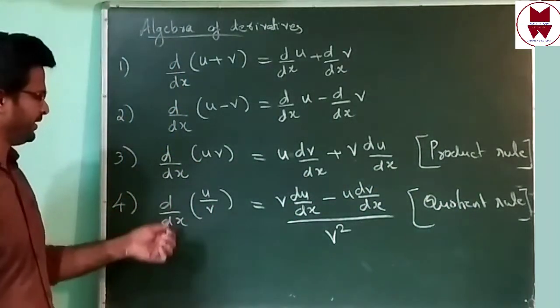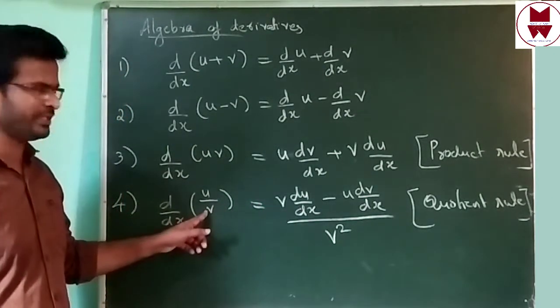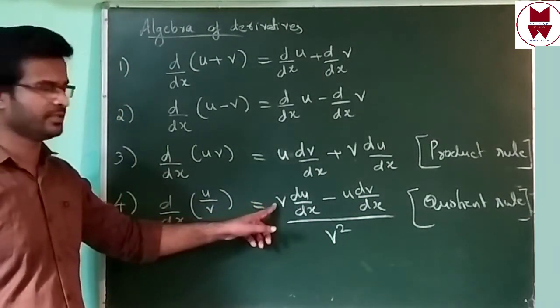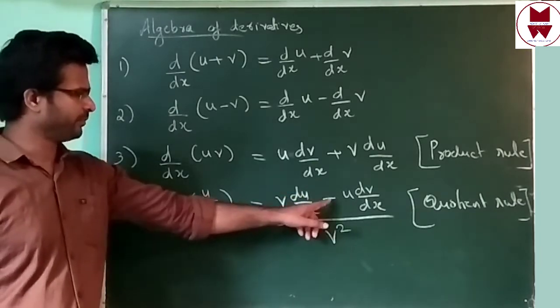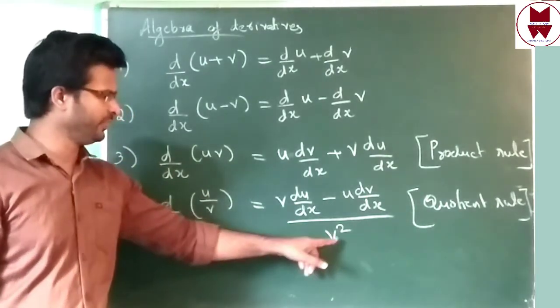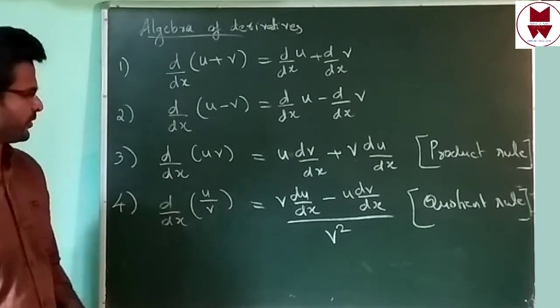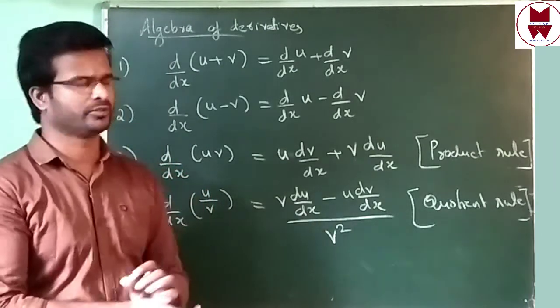Then division, d by dx of u divided by v. Start from the denominator. What is the denominator here? V, isn't it? Write v first, then du by dx minus u dv by dx, divided by v square. V square means denominator square. These four rules, keep in mind and write them in your notebook also.